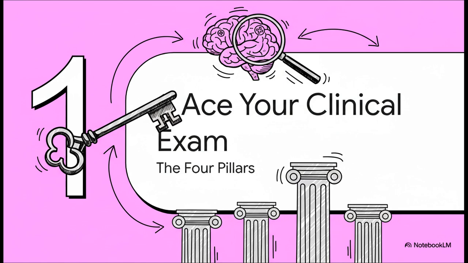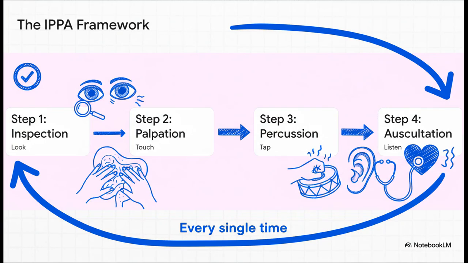Look, it doesn't matter what system you're asked to examine, it all comes down to these 4 pillars. Think of this as your master key for any clinical encounter you're going to face. And this is it: inspection, palpation, percussion, and auscultation. IPA. Seriously, this simple little sequence is your secret weapon. It stops you from forgetting steps and it makes sure your examination is thorough, logical, and confident every single time. Look, touch, tap, listen. That's it.